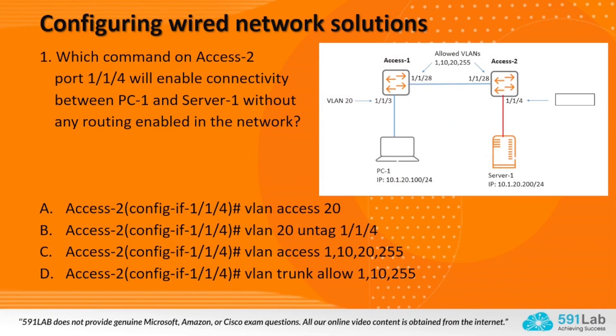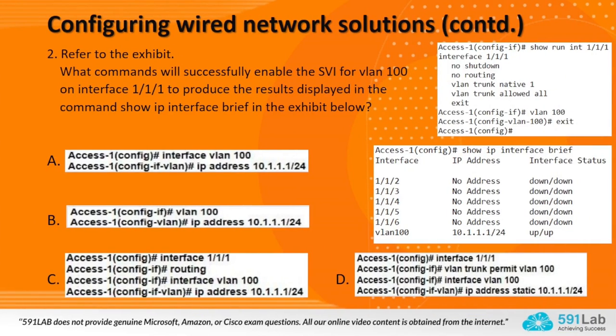Question number 1. Which command on access to port 1/1/4 will enable connectivity between PC1 and server 1 without any routing enabled in the network? Take a look at the second question under configuring wired network solutions. Refer to the exhibit. What commands will successfully enable the SVI for VLAN 100 on interface 1/1/1 to produce the results displayed in the command show IP interface brief in the exhibit below?